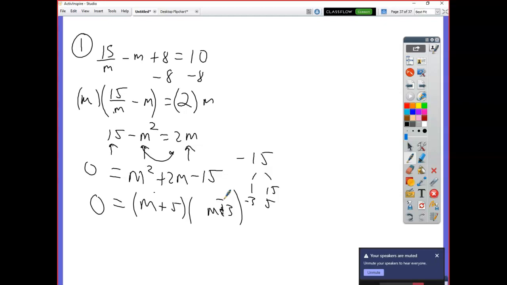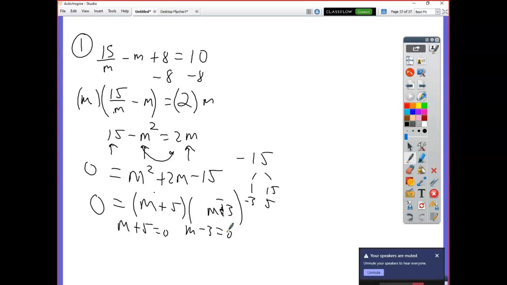I need m equals. So I set each of the factors equal to 0. I go m plus 5 equals 0, and m minus 3 equals 0, right? Because if either one of those is 0, the whole thing has to go to 0. That's our reasoning. And I get m equals negative 5, and m equals 3. Agreed? Okay. Now, I should check those answers.